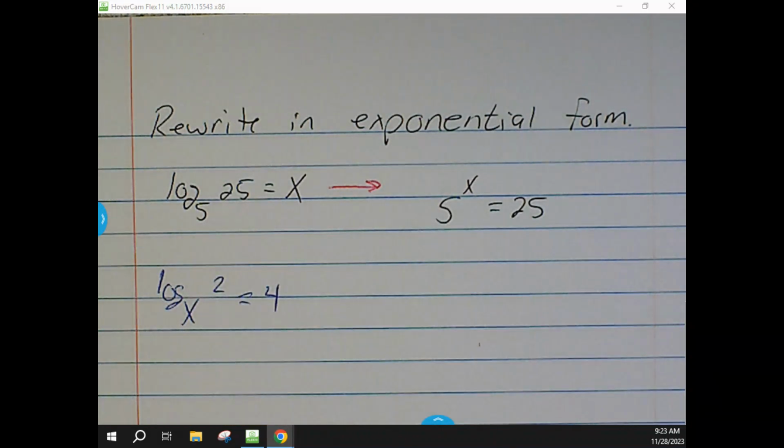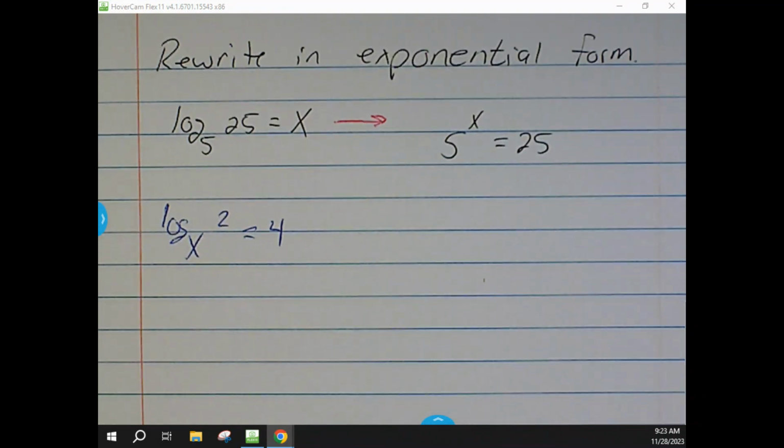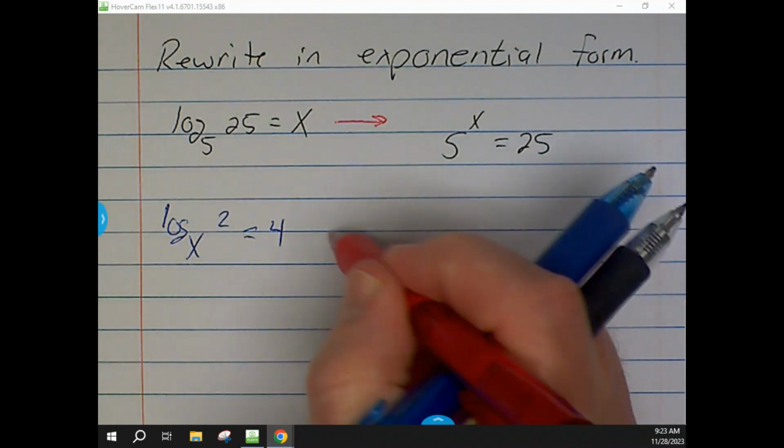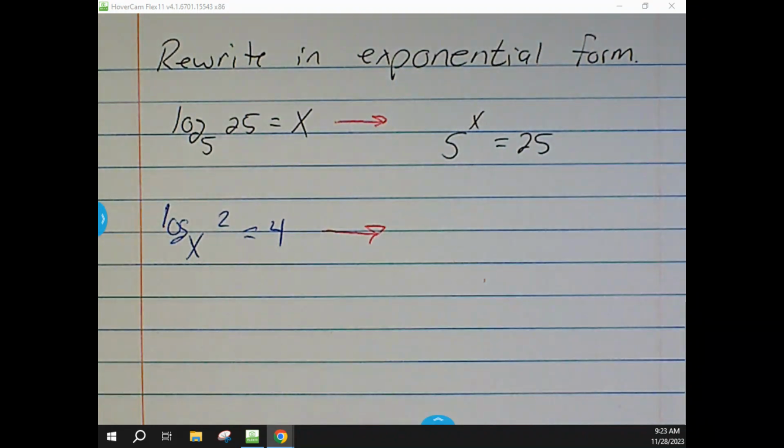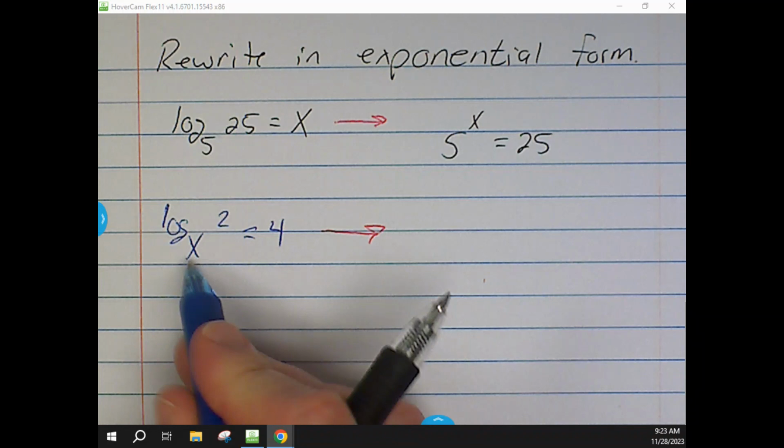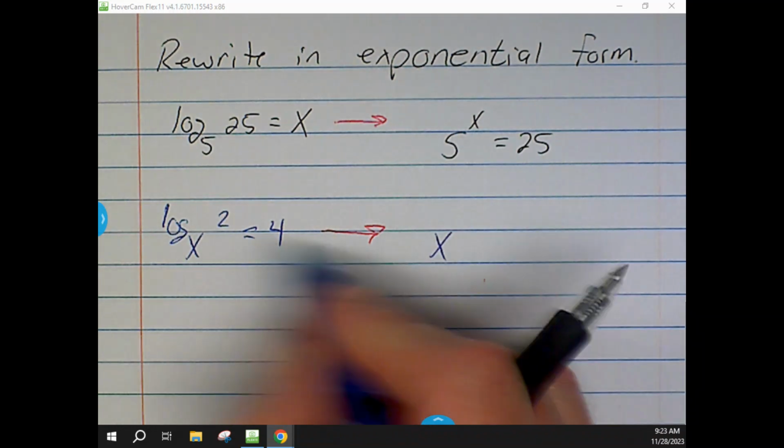So if you've got log of 2 base x equals 4, again, the base will stay the same, and just switch these two numbers.